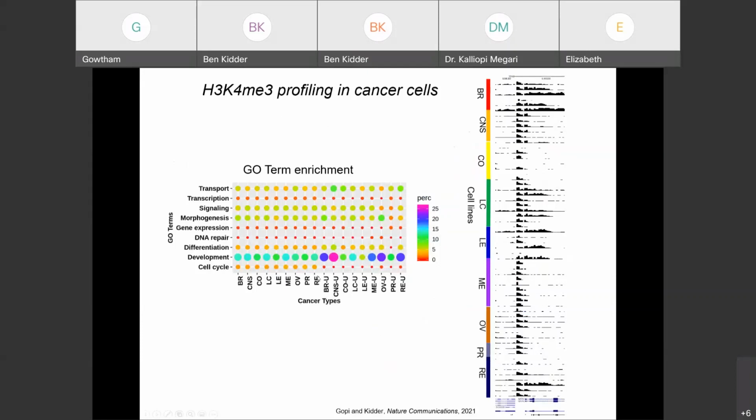So I'm just going to mention one specific thing. We can look at all of these peaks and annotate them all. And we can also look at cancer-specific peaks, so these are unique peaks to a specific cancer type. One thing I'll mention is we see enrichment of developmental genes if we look at unique genes for each of these cancer types, suggesting there could be some potential developmental genes that may be de-repressed or activated in different types of cancer cells.